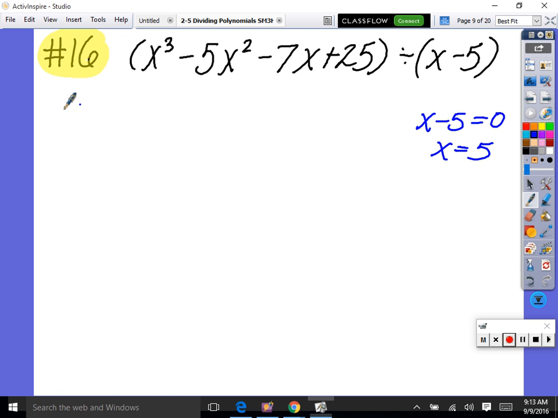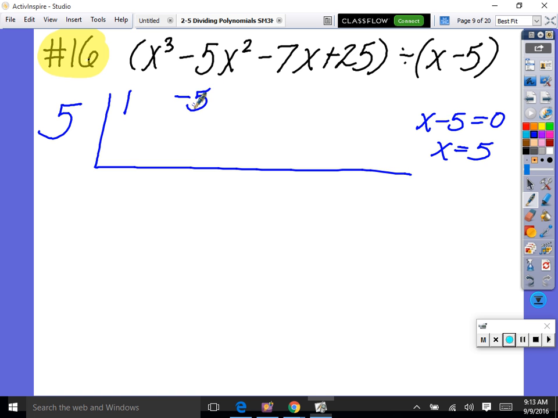Okay, so we put a 5 on the outside of our house. Here's the important thing, and people forget it. Degree 3, degree 2, degree 1, and constant. We have all of those there. If we were missing, like this x, negative 7x, we'd put in 1, negative 5, 0, 25. Does everybody understand? Okay, but we're not missing anything. So we have 1, negative 5, negative 7, and 25.